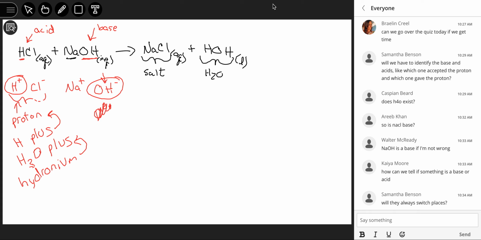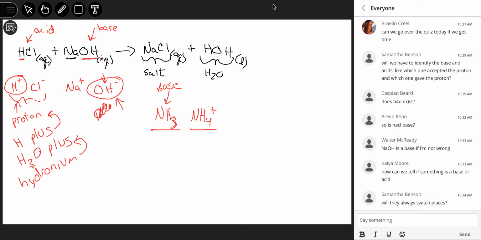So the base is going to be the thing that will take the hydrogen. Most of your bases will have hydroxide, so an OH minus. And the other one that we'll study is ammonia, which is NH3. NH3 can easily become NH4 plus. Notice it going from 3 H's to 4 H's. So this is a base because it will frequently take the hydrogen.